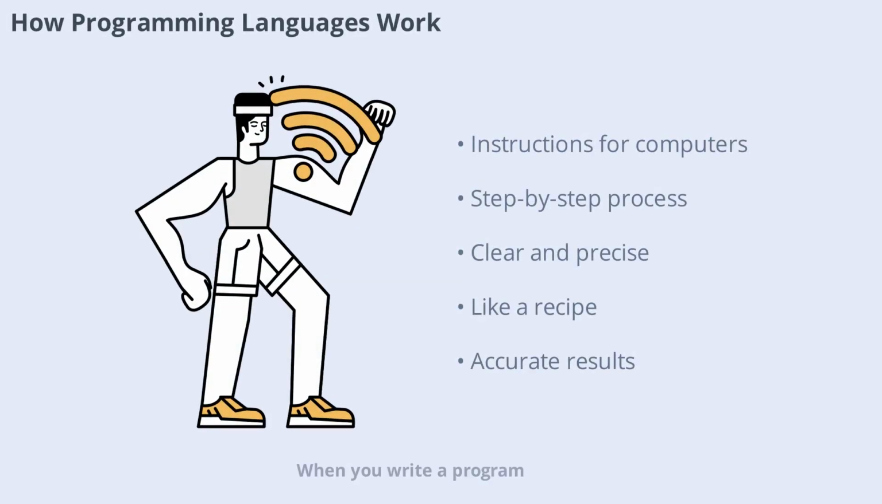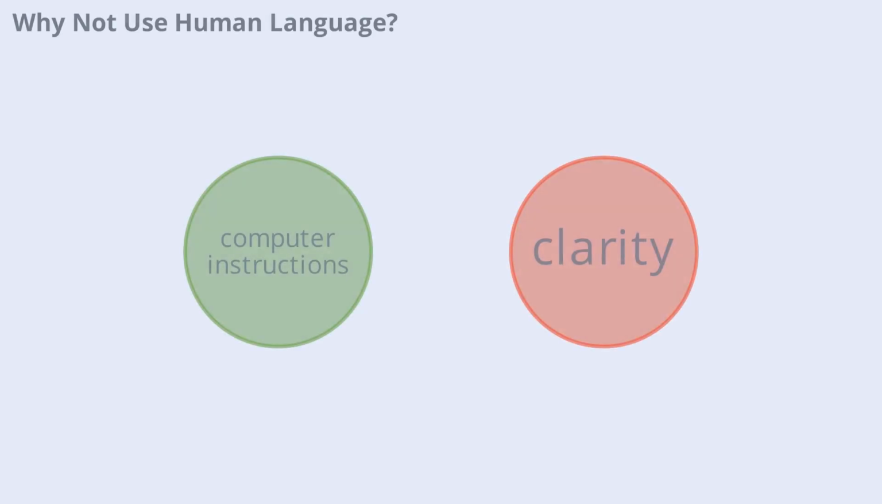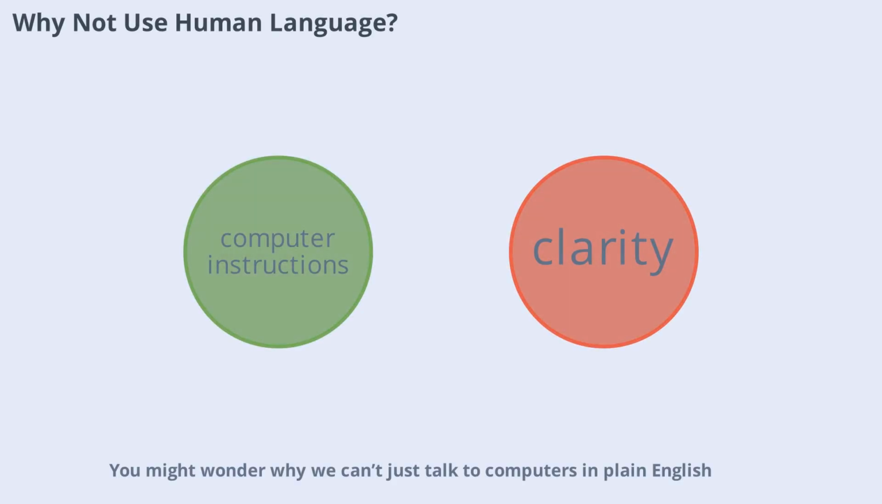When you write a program, you're giving the computer a set of instructions in a language it understands. The computer then follows these instructions step by step to complete a task. This process is similar to following a recipe in cooking. Each step must be clear and precise for the final result to be correct. You might wonder why we can't just talk to computers in plain English. Computers are very literal and need instructions in a specific format.